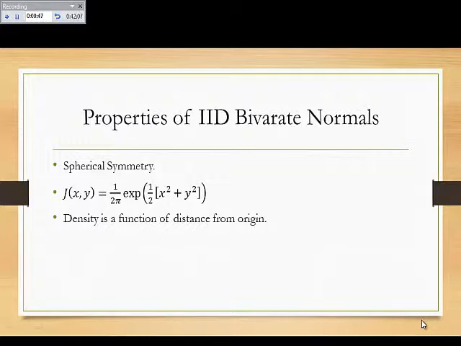In 1 dimension, it's 1 over square root of 2 pi, and so on. And in the exponent, I've forgotten a minus sign here. It's e to the minus 1/2 (x squared plus y squared), which is e to the minus 1/2 x squared times e to the minus 1/2 y squared.